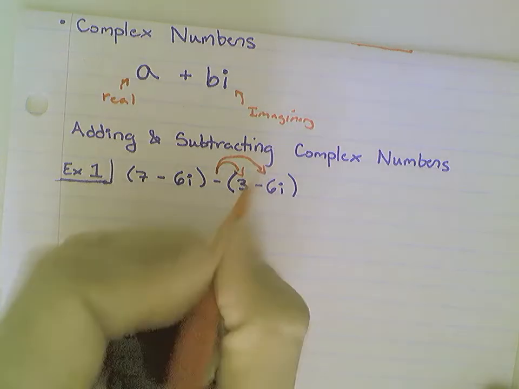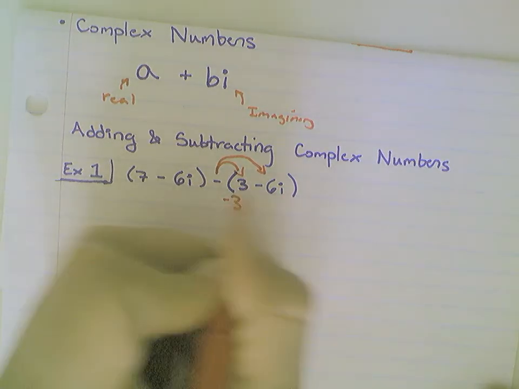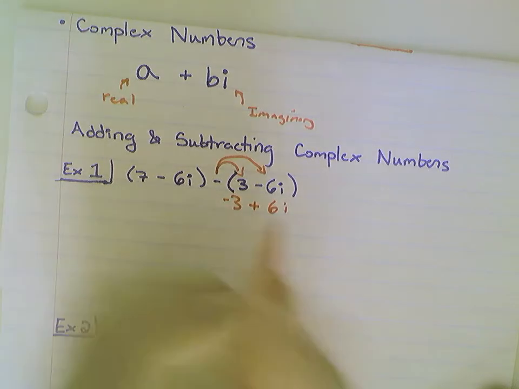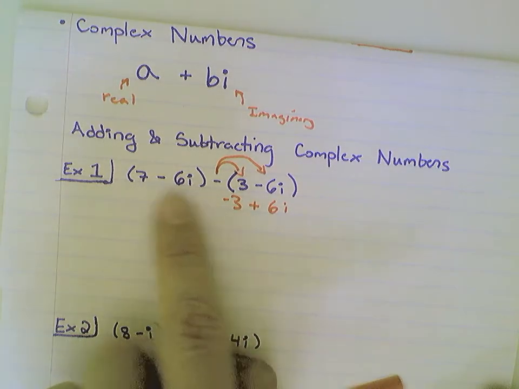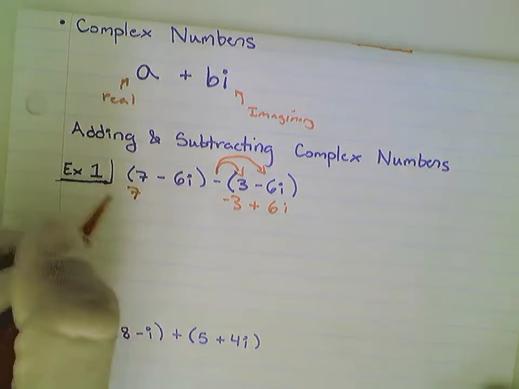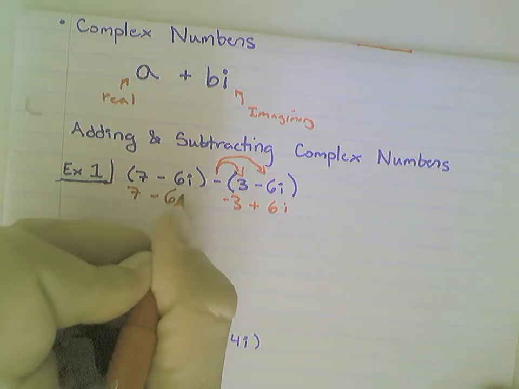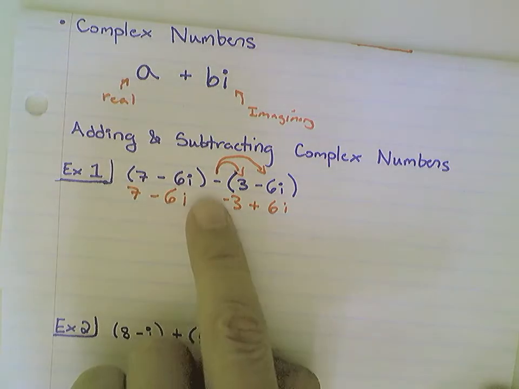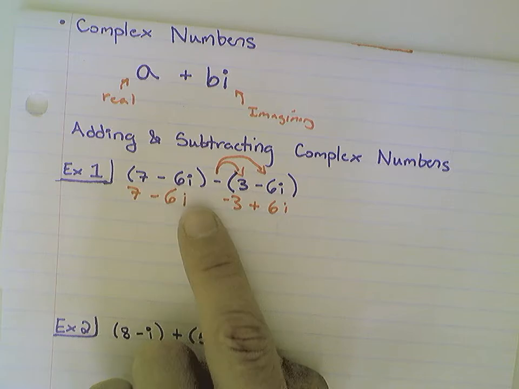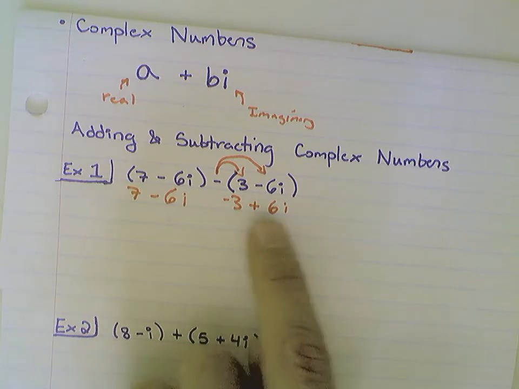This will give me a negative 3, and then the negative distributed to a negative will become a positive 6i. Now, if you notice, I haven't done anything to this first grouping, so really I can just drop down the 7 and drop down the negative 6i, and I really don't need the parentheses anymore. So now I have 7 - 6i - 3 + 6i.